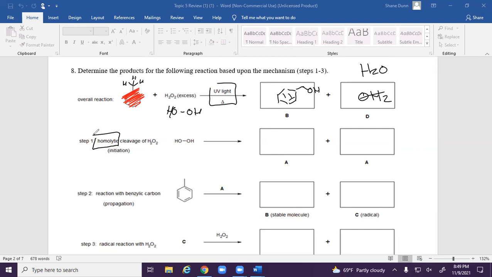It tells you homolytic. What does that mean? Homolytic means that it creates radicals. Half an arrow, half an arrow. There you go. Does that make sense? Yeah. Okay. So I have my benzylic carbon reacting with one of these guys. This guy's got 3 hydrogens.